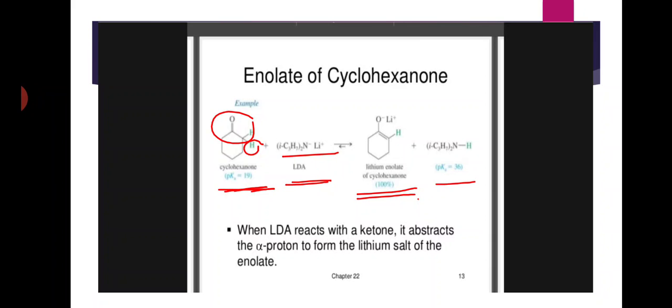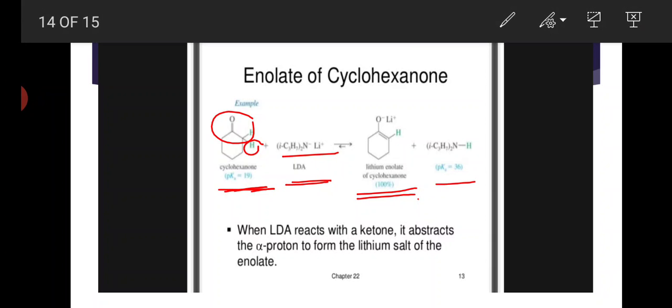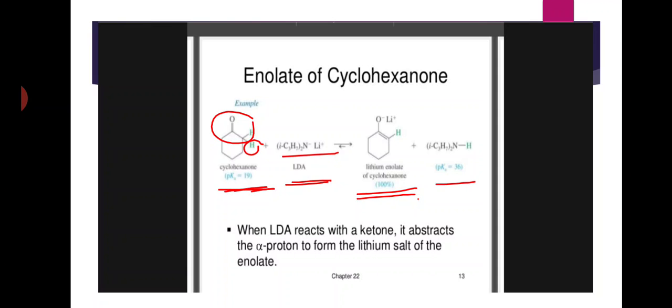Enolate of cyclohexanone means cyclohexanone reacts with LDA and forms the lithium enolate of cyclohexanone and diisopropylamine. When lithium diisopropylamide reacts with a ketone, it abstracts the alpha proton to form a lithium salt of the enolate.